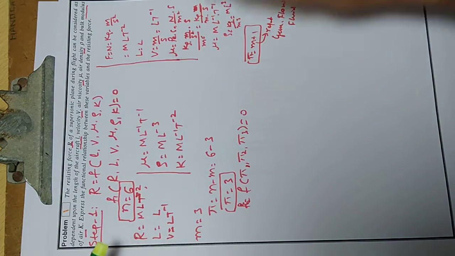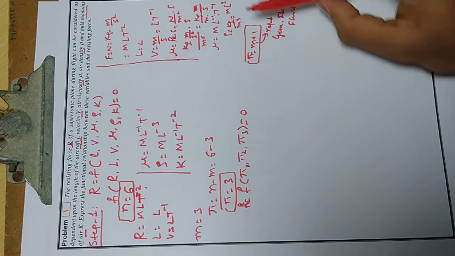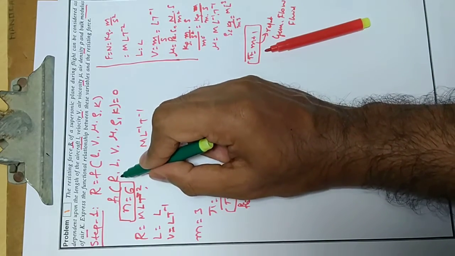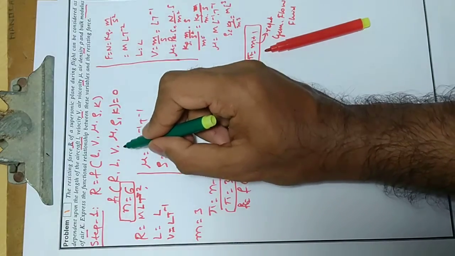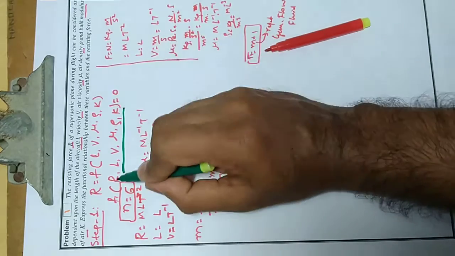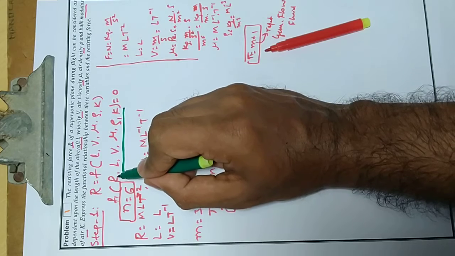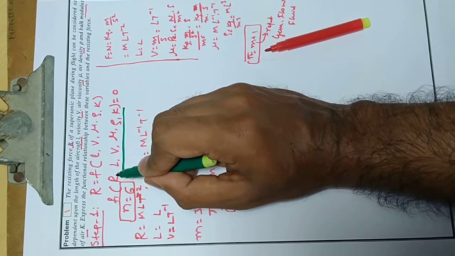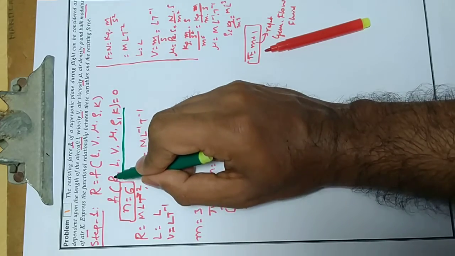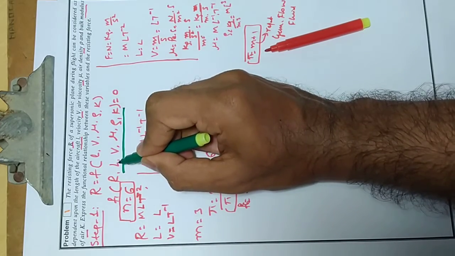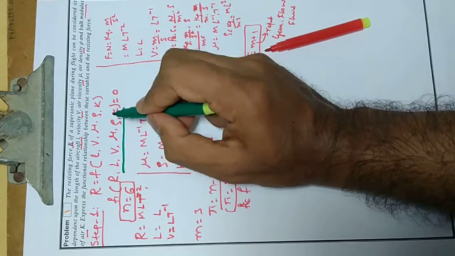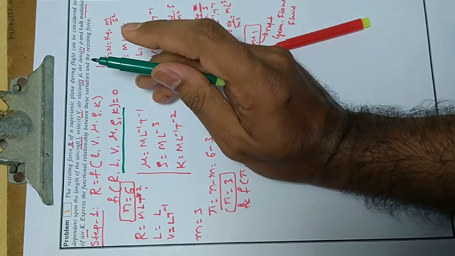Now you come to this one here. We have to find out the repeating variables from these six. This resistance R cannot be taken, because a dependent variable cannot be a repeating variable. So R is left out, and the remaining five are the remaining variables. Out of these five, we have to choose three variables.